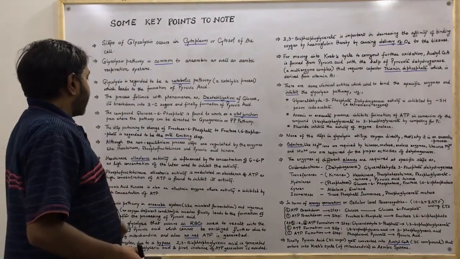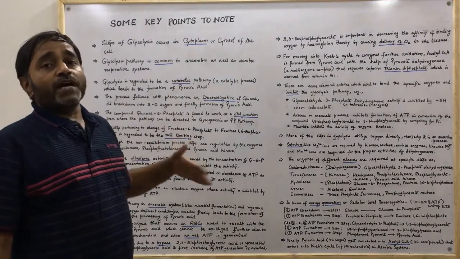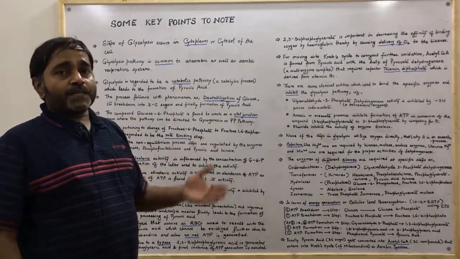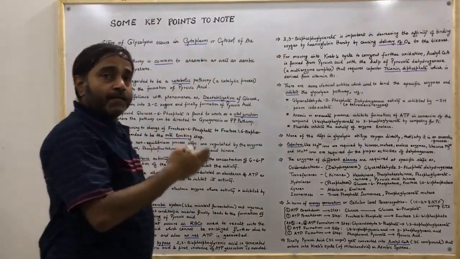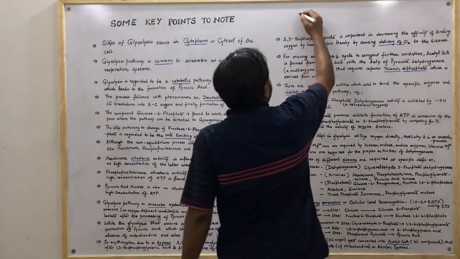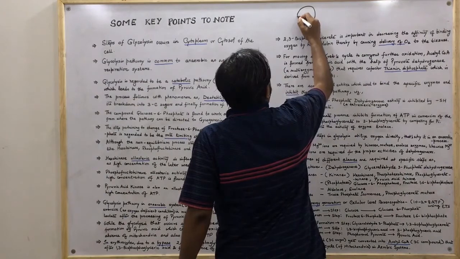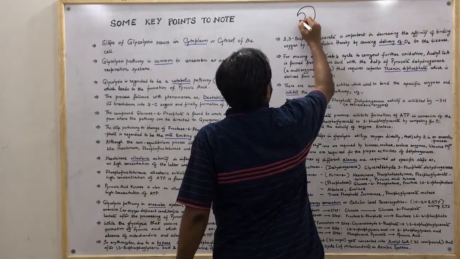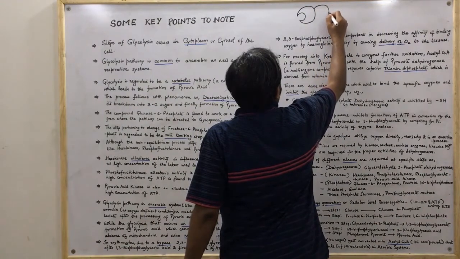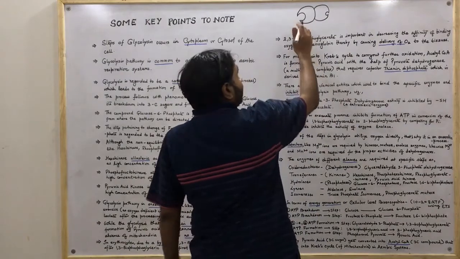Now what is the next point? Hexokinase allosteric activity. First let me introduce the allosteric activity, and I already told you what allosteric means. Let me tell you about the allosteric enzyme activity. Suppose there are two subunits in the enzyme. And this is the active site.